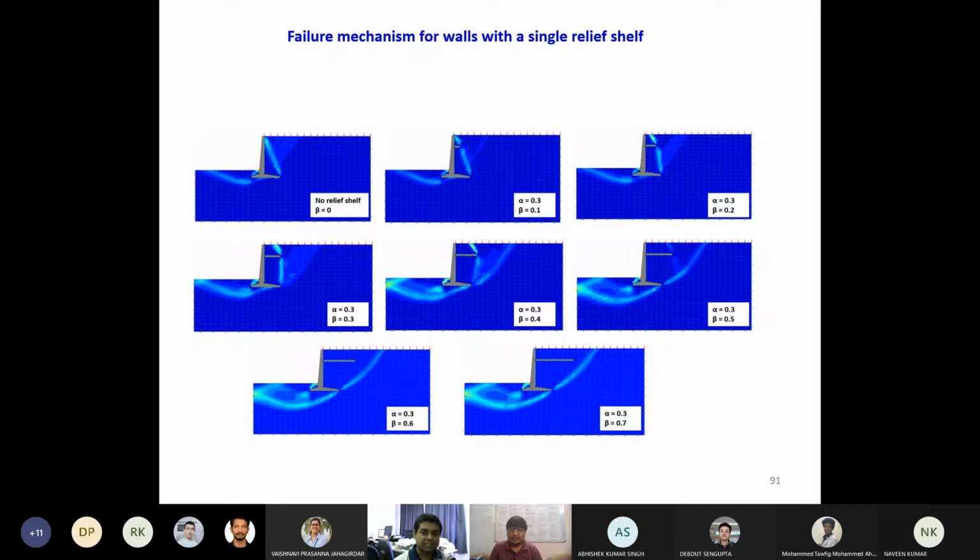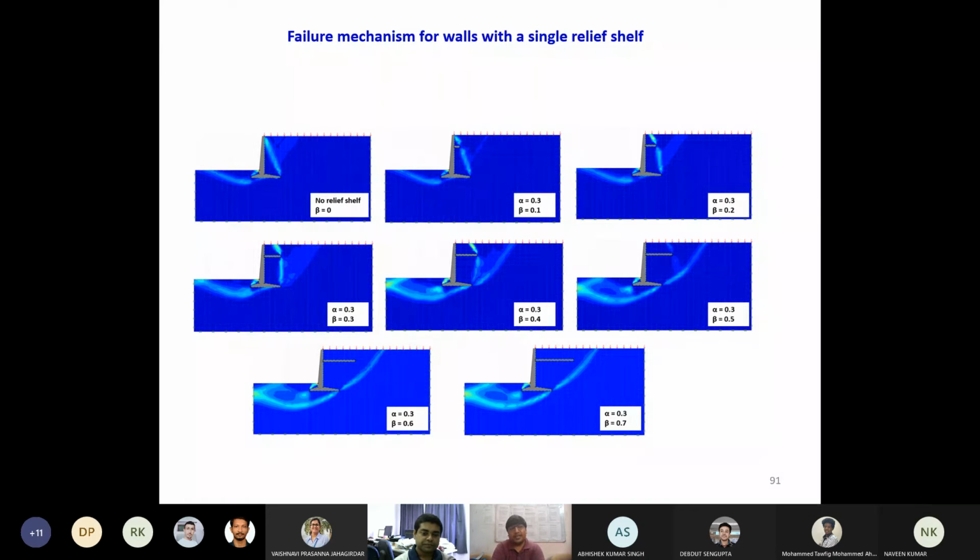Because the state of compaction also guides a lot about the transfer of stresses from the shelf to the soil, or from the soil to the wall through the interjunctions. So how do we really take care of that in the field, in practice? What is the notion in practice?